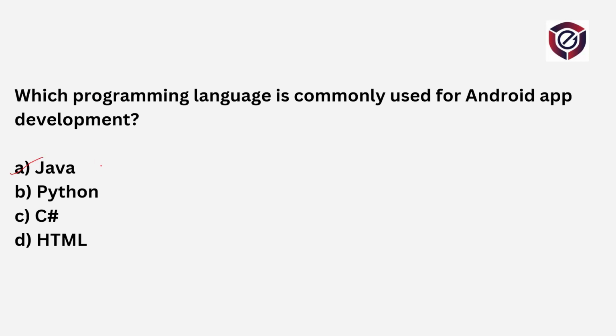If there is the option of Kotlin, that will also be correct. But both will not be given at the same time. Either Java or the Kotlin may be given. If the option contains Kotlin, that will be the correct answer. If not, Java or the Kotlin, both will be used for the Android app development. That is the point. Python will not be used for the app development. It is used for the networking, machine learning, analysis tools, such things. C Sharp is also not used. HTML is used for web development, not for Android.